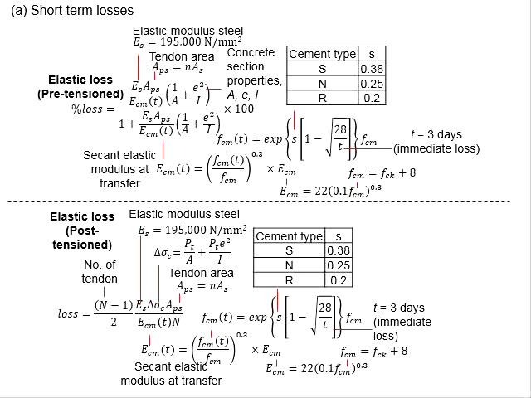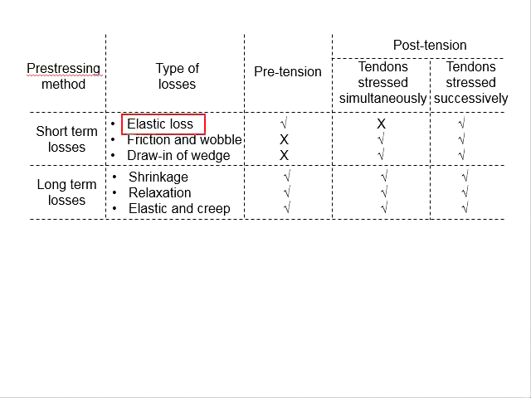Next, we discuss the elastic losses for the post-tension member. You know that these elastic losses for the post-tension member are only applicable for the tendons which are stressed successively. If the tendons are being stressed simultaneously, there will be no elastic losses.